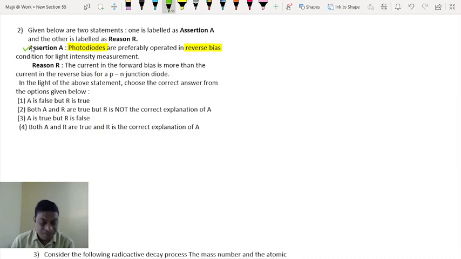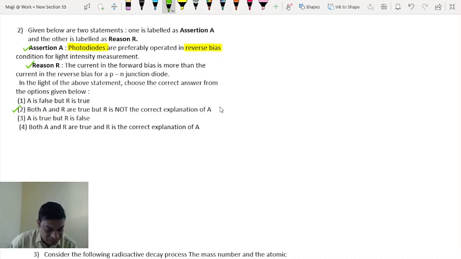So assertion A is correct. Coming to the reason: the current in the forward bias is more than the current in the reverse bias for a PN junction. Of course, the reason is correct, but as you can see, the real explanation comes from that fractional change concept, and that is not being mentioned here. That the current in the forward bias is more than the current in the reverse bias is what is given, but it is not the correct explanation. So the correct option should be: both A and R are true, but R is not the correct explanation. So the second option is the correct answer.